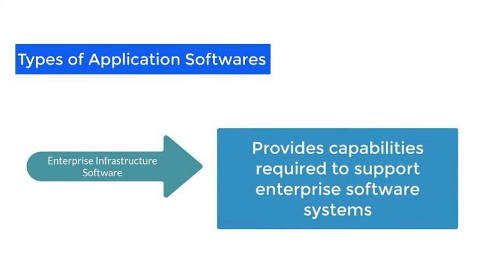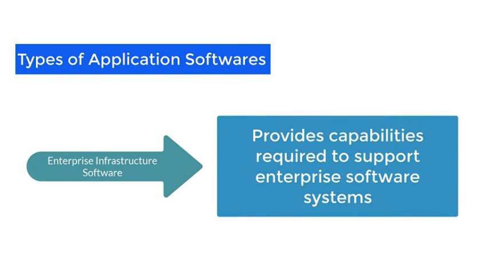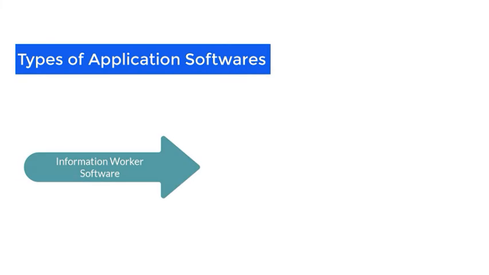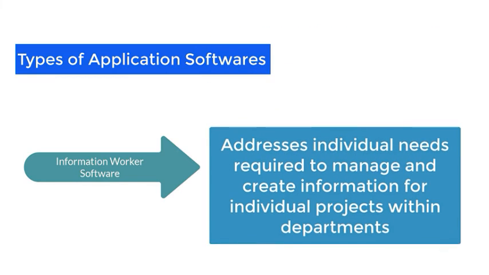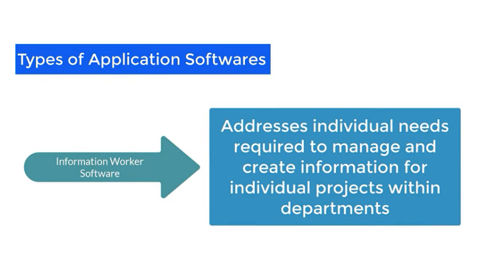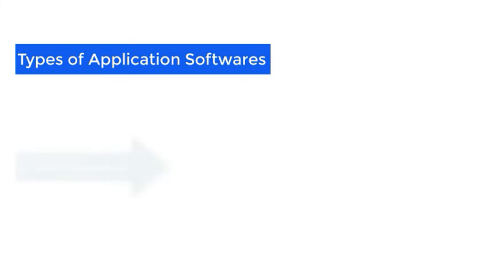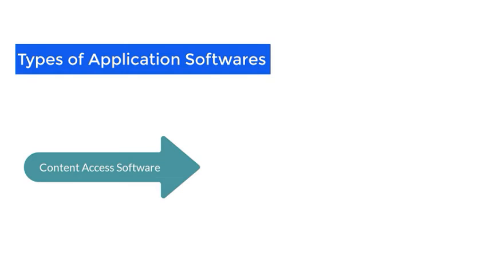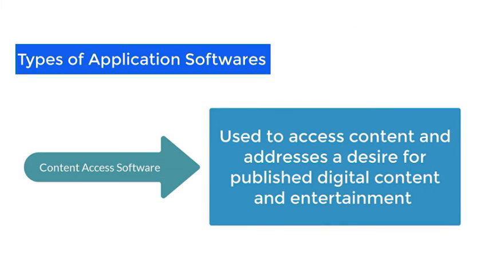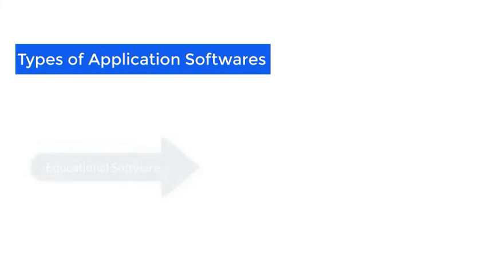Enterprise infrastructure software provides capabilities required to support enterprise software systems. Information worker software addresses individual needs required to manage and create information for individual projects within departments. Content access software is used to access content and addresses a desire for published digital content and entertainment.